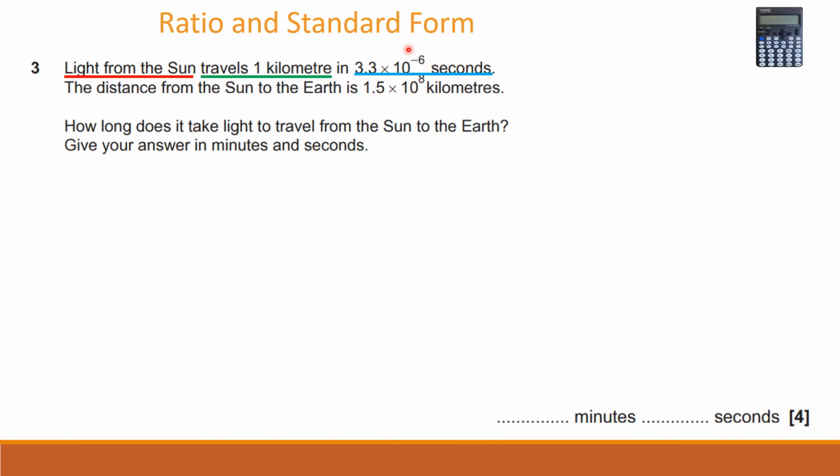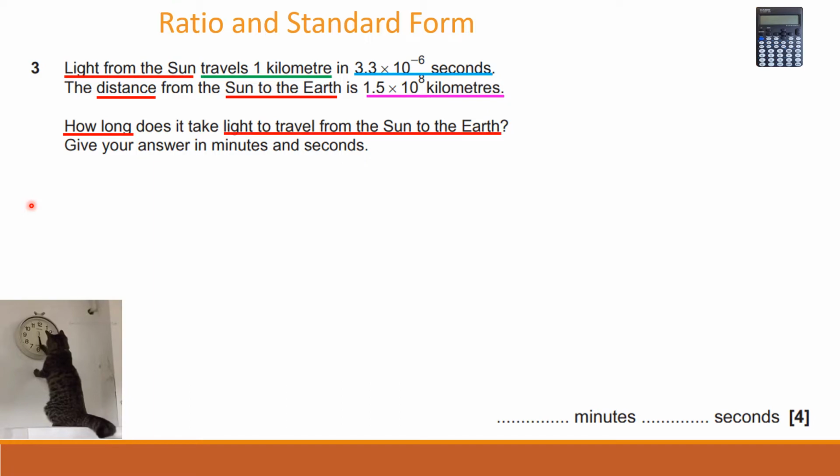-6 means it is in standard form. The -6 means it is a very small number. And we've also told the distance from the Sun to the Earth is 1.5 times 10 to the power of 8 kilometres. You've got to work out how long it takes light to travel from the Sun to the Earth, and you've got to give your answer in minutes and seconds. This is worth 4 marks.